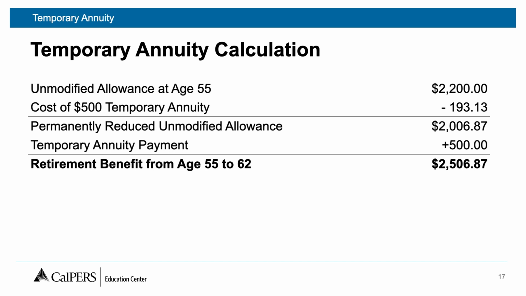It's important to know that this example is based on taking the highest amount payable, which is your unmodified allowance. If you choose a different payment option, such as for a beneficiary to receive a monthly benefit upon your death, the cost to provide that benefit is taken from your reduced unmodified allowance.